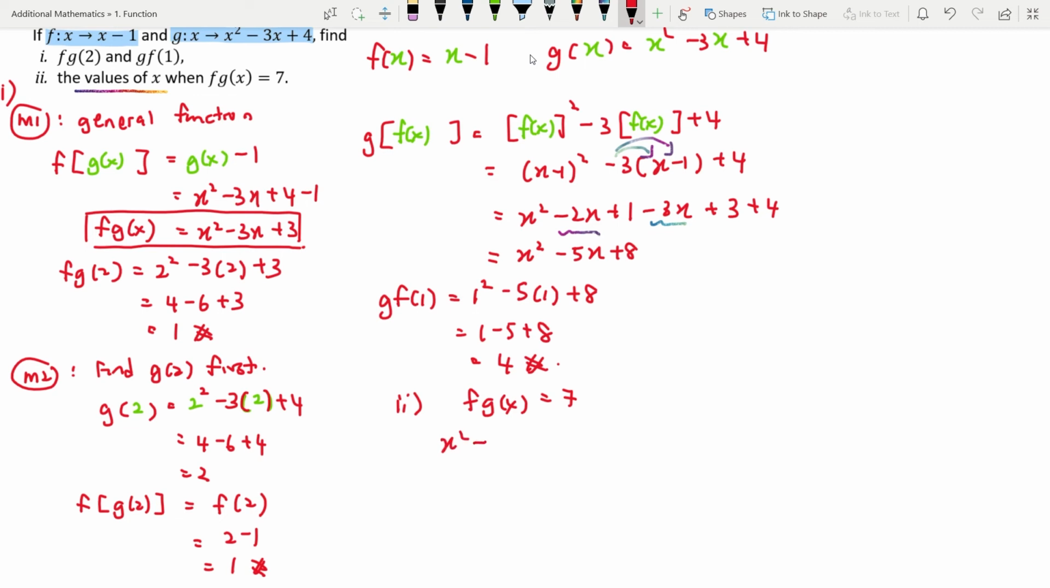x squared minus 3x plus 3 equal to 7. This is the advantage of getting a general function for composite function. This is a quadratic equation. Let's solve it. x squared minus 3x plus 3 minus 7 equal to 0. x squared minus 3x minus 4 equal to 0.